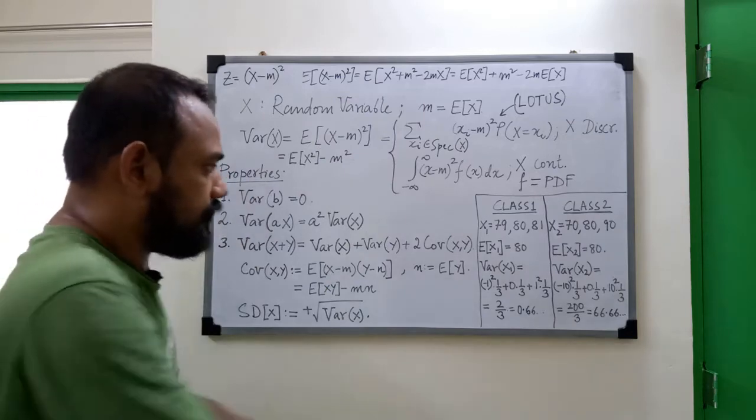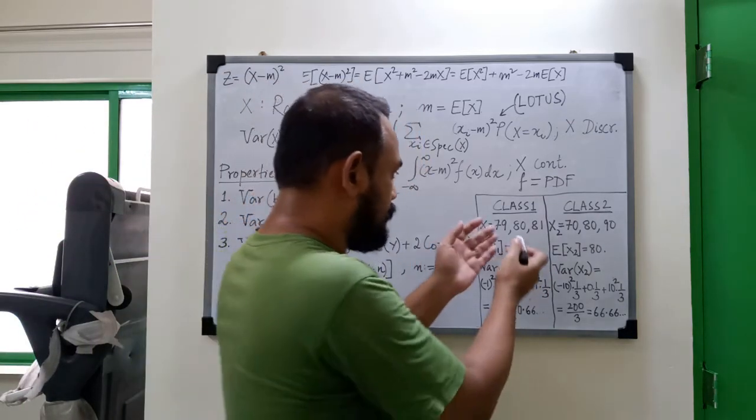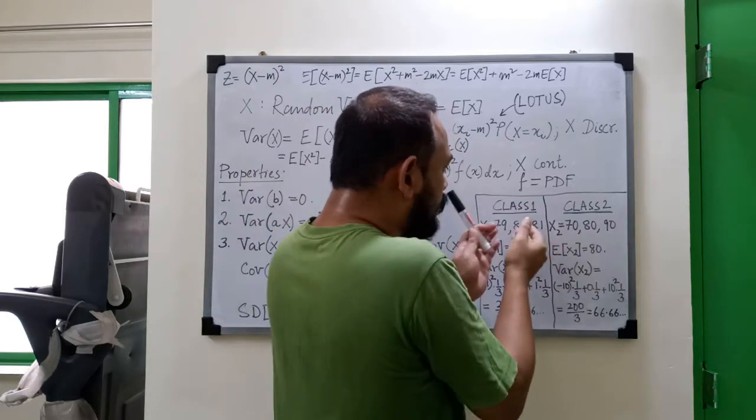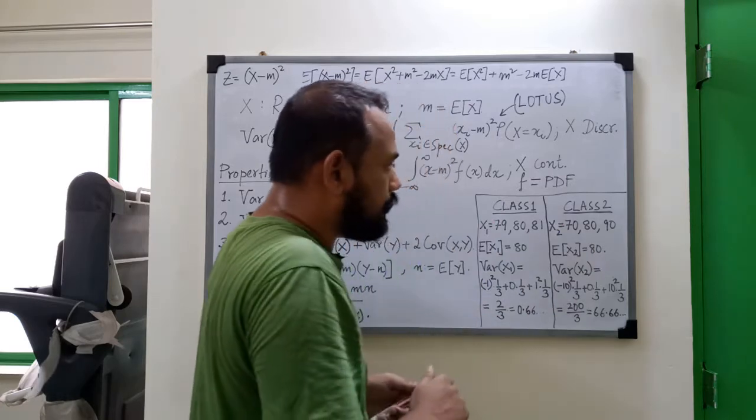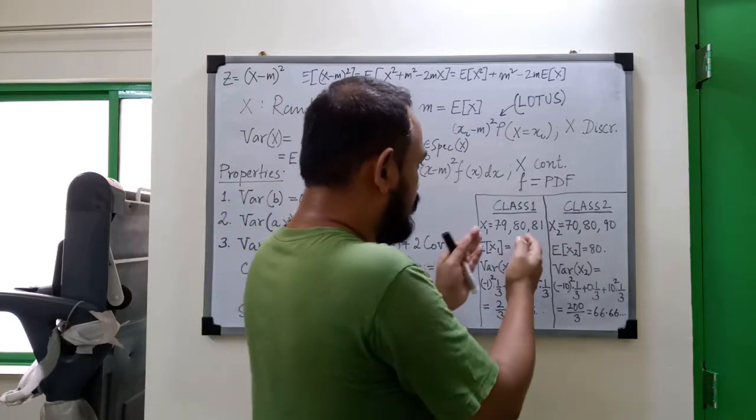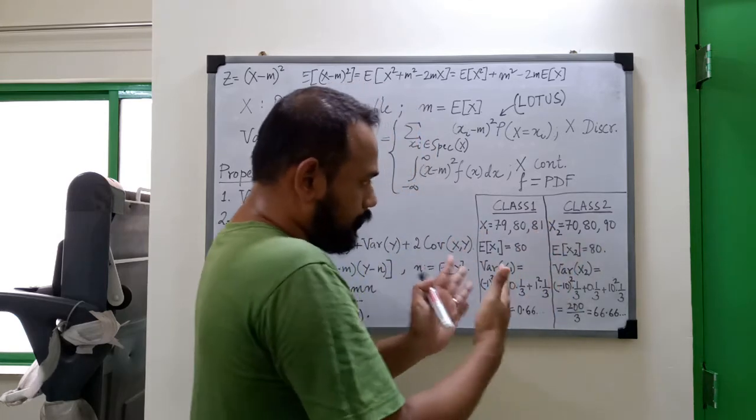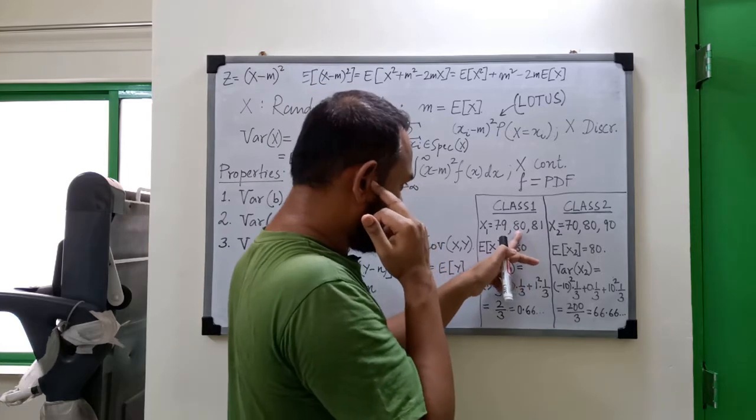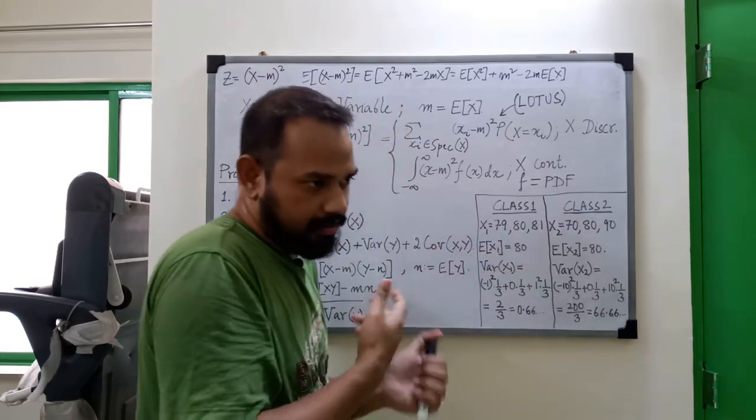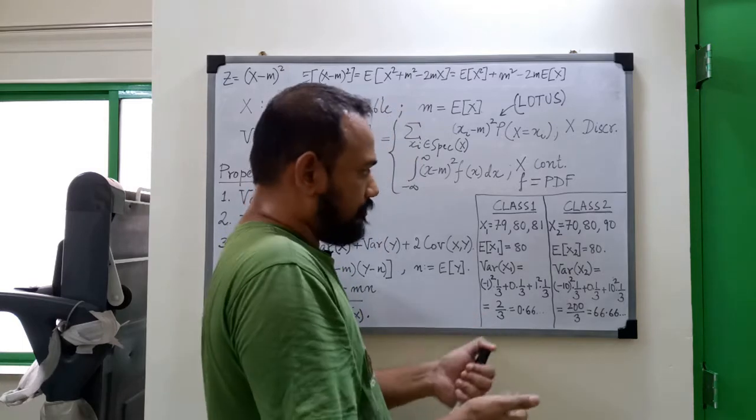So the average of both the classes is 80. But clearly, if you look at the numbers, or what exactly the numbers are, you can say that the numbers in the first class are more closely knit. They're more around the average. So there's more competition, if you think of it that way. People are closer to the average.